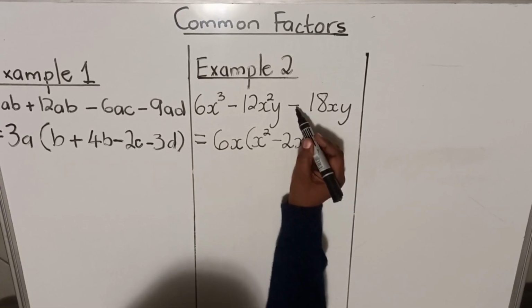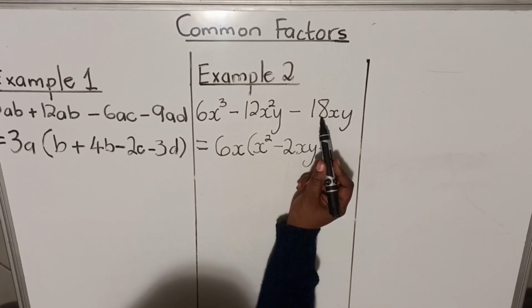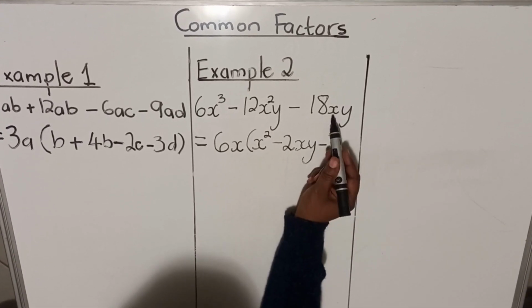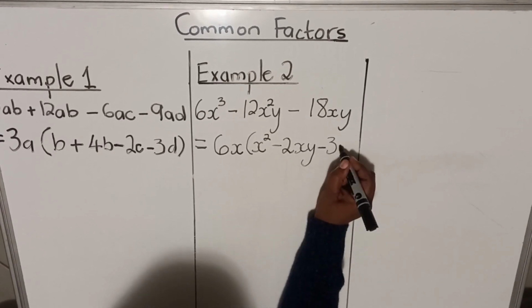Now the last term, the sign is negative. I write the negative. 18 divided by 6. Use your calculator. It's 3. And then x divided by x is 1. Then I'm left with 2.